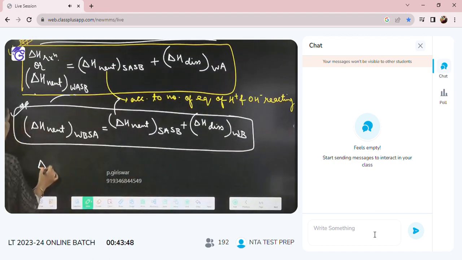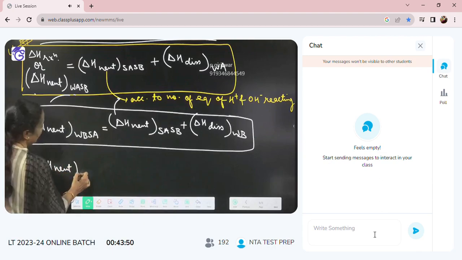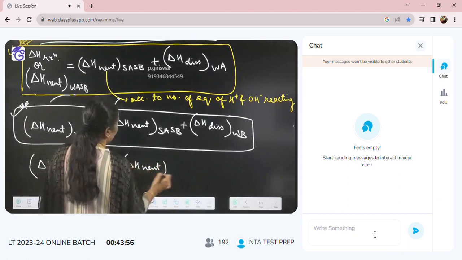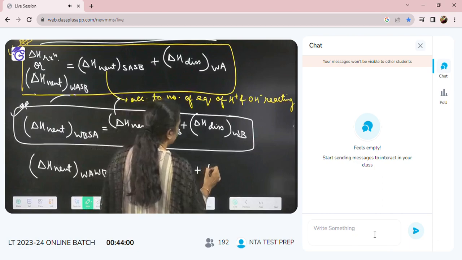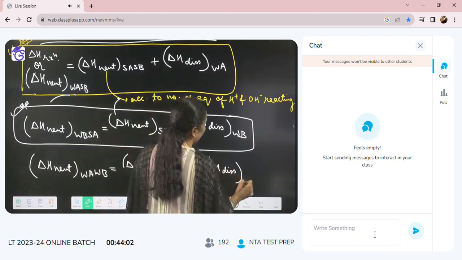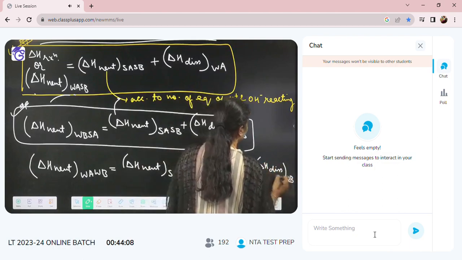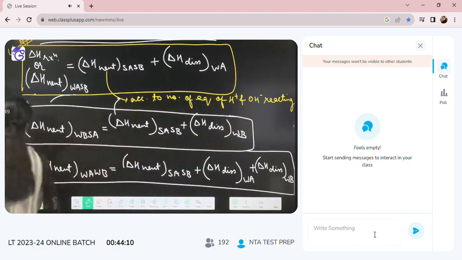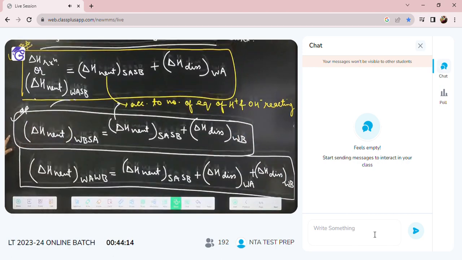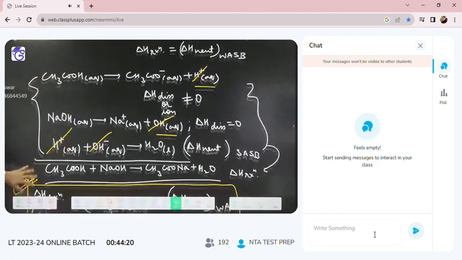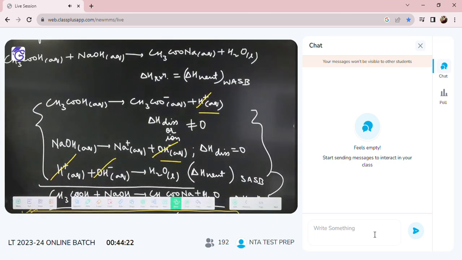Similarly, if both of them are weak, you are having weak acid and weak base, then delta H neutralization will be delta H neutralization for strong acid strong base plus delta H dissociation for the weak acid plus delta H dissociation for the weak base. Please write it down, then we'll proceed further. Is there any trouble understanding for anyone? Write it, then we'll proceed further.